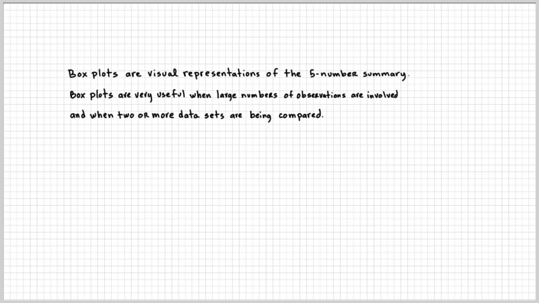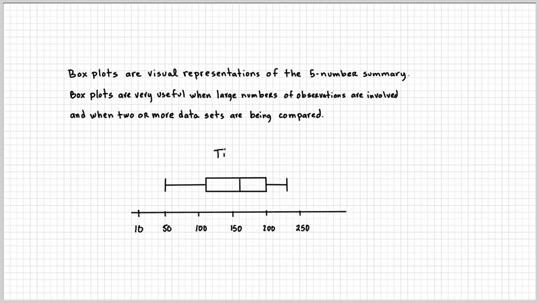Box plots are very useful when large numbers of observations are involved and when 2 or more data sets are being compared. Sometimes when you have 2 box plots, you can tell the variety of data that is available between the 2 data sets. We're not going to do that in this video. This video is more about what a box plot looks like. And this is how it looks.